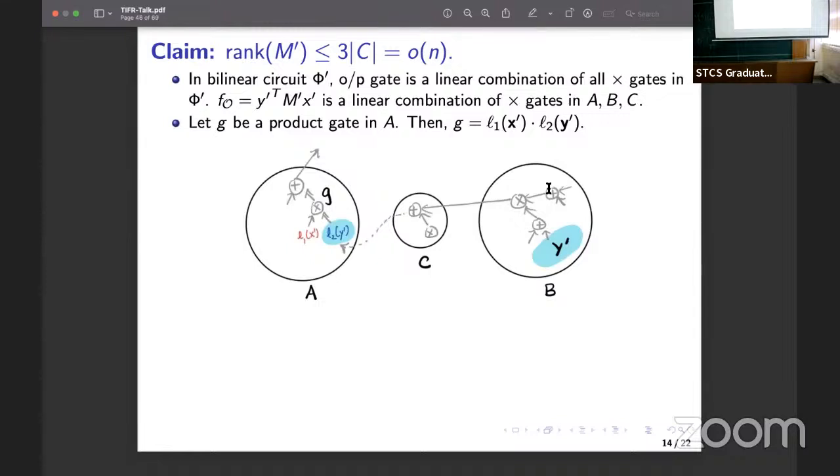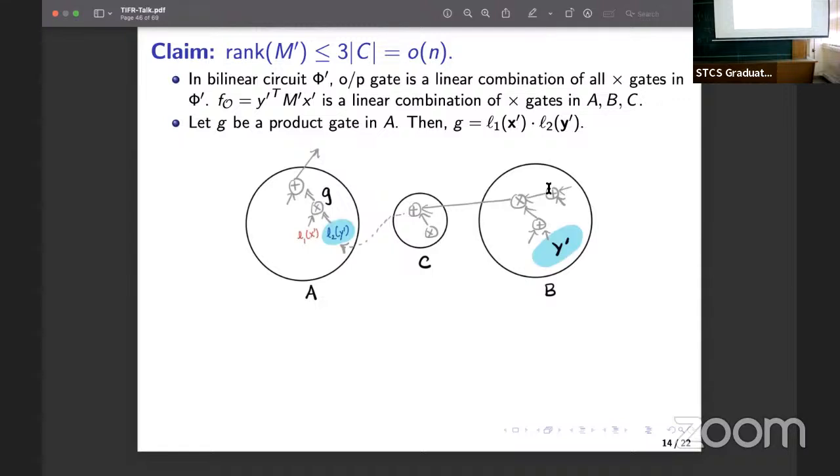You can always construct a bilinear circuit where the output gate is a linear combination of all the product gates in this circuit. So the output gate is a linear combination of product gates in A, product gates in B, product gates in C. So this is something you have to believe me on. We'll try to see a short proof if there is time. So now we need to somehow argue that the rank of this M prime, after you substituted some of the y's and the x's to 0, must have low rank. Low is little o of n, and then we get a contradiction.